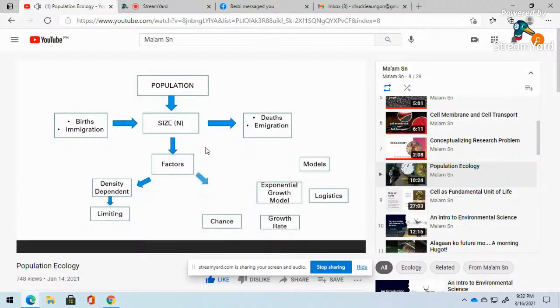Density-independent factors relate to chance, for example a flood or fire, that limits the size of a population. In population ecology, we study these factors, and scientists come up with models that help to describe what is happening in a population. An example model in population ecology is the exponential growth model and the logistic growth rate.